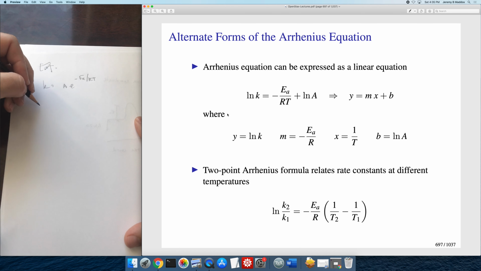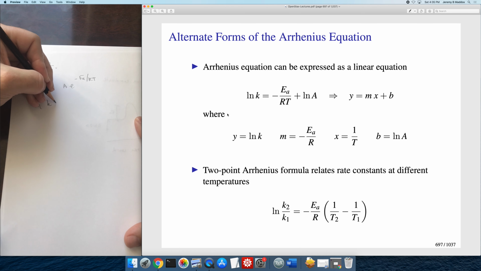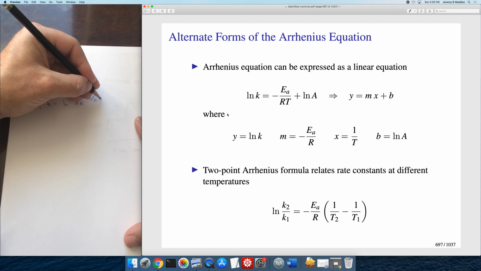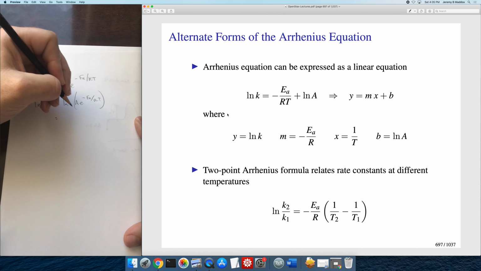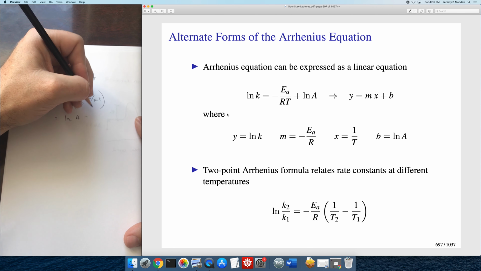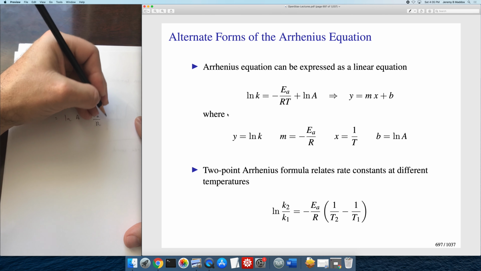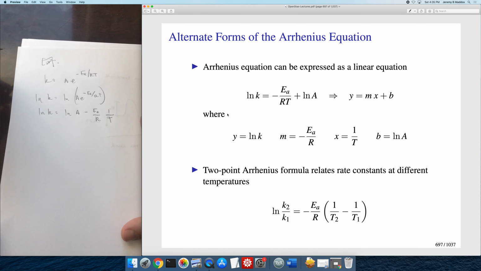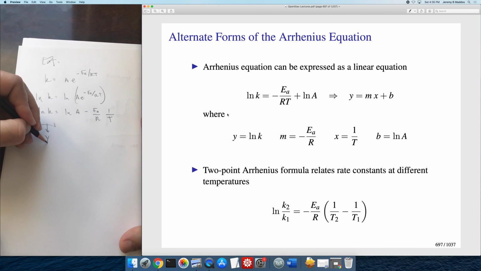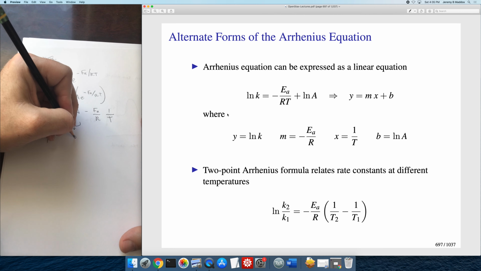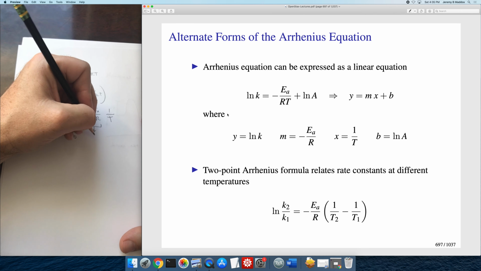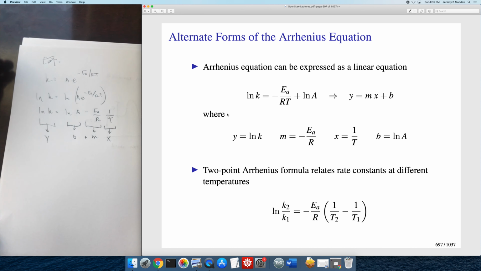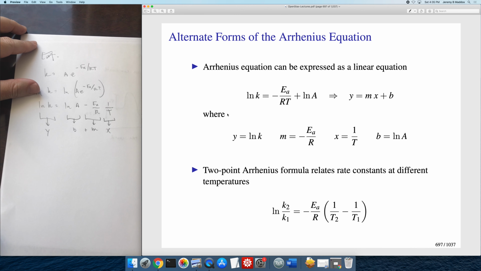The linear form is also important, so we'll take the natural log of both sides. Natural log of A e to the minus Ea over RT, like so. Use the rules of natural log to write that in the following way. This I like to call the linear form of the Arrhenius equation, because if you make this y, make this a constant b, this a constant m, and then you make 1 over T your x variable, you get the equation for a line.